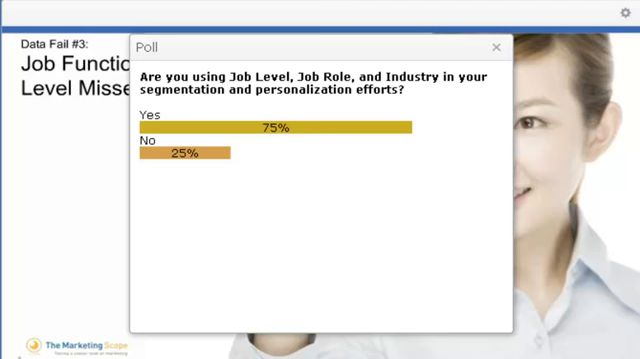Now, one other thing that I should point out about job functions and job levels is it is very important that you take a good look at your industry and you apply a set of rules around your specific industry. And I'll tell you a couple examples where this is important.